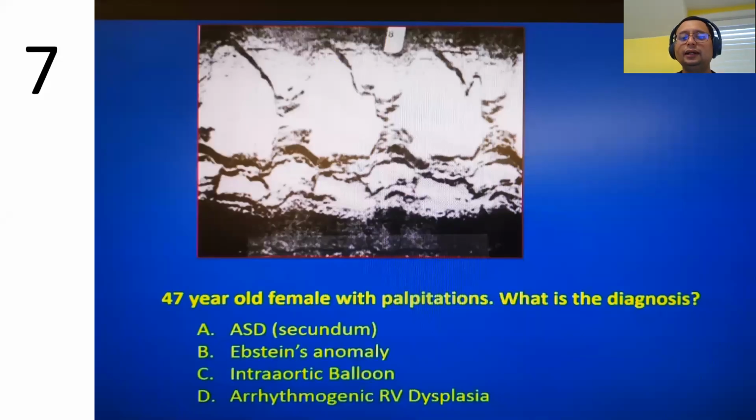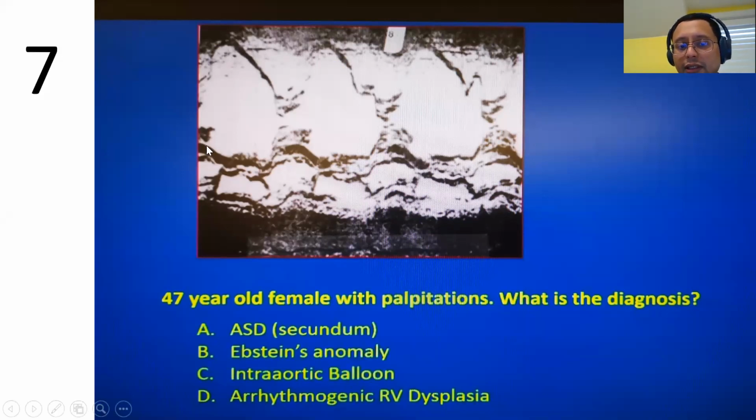Right? All right. So this is a 47-year-old female with palpitation. What is the diagnosis? Is this ASD secundum? Is this Ebstein anomaly? Is this patient having an intra-aortic balloon pump? Does this patient have arrhythmogenic right ventricular dysplasia? All right. Now, what are we seeing here?